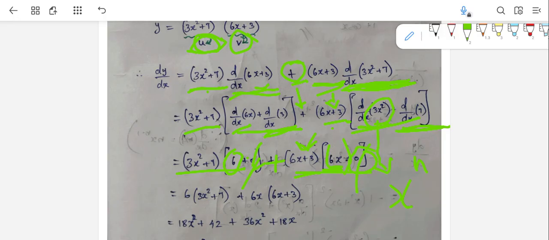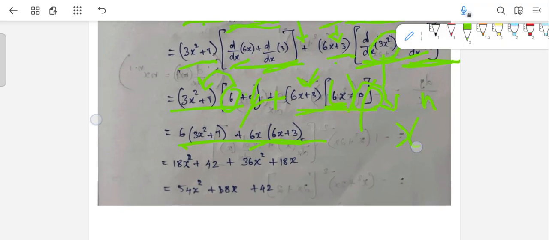So when you multiply this inside, that's what I have written here: 6 into 3x square plus 7, plus 6x into 6x plus 3. Fine. Now just multiply the 6 inside and here 6x inside, then you will get. So 6 into 3x square, 18x square, plus 6 sevens are 42. So this plus as it is.